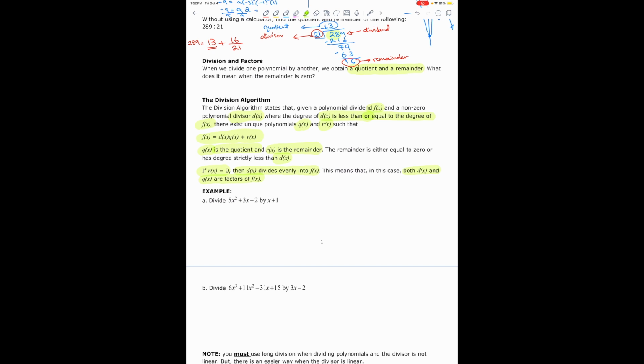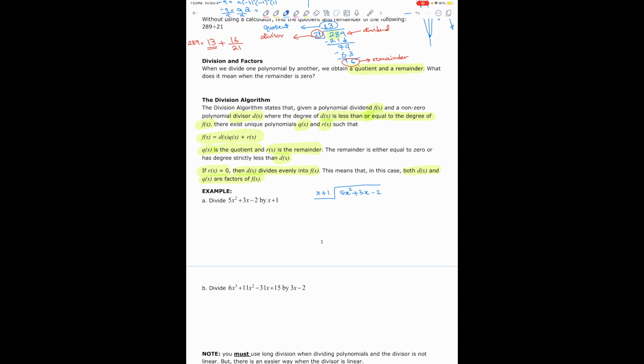Example: we're going to use long division to solve this problem, and then I will show you how to do it using synthetic division. It's just the same thing, okay? So here I need to divide 5x squared plus 3x minus 2 by x plus 1. So here is how this is going to go.